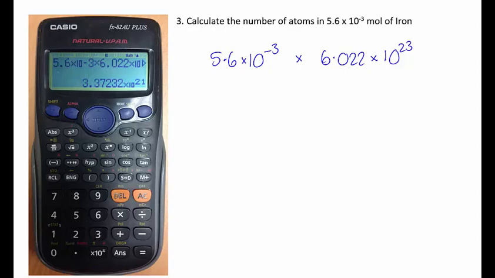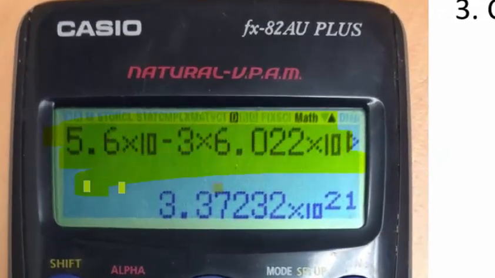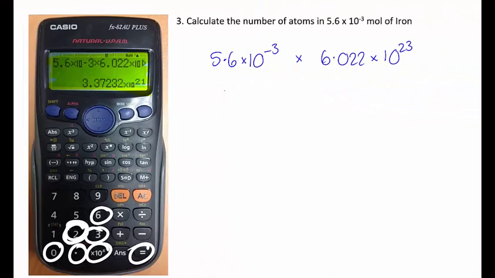So entering it on the calculator, we have 5.6, our exponential button. We need the negative 3 times 6.022, enter it twice, exponential button, 23, and then equals. On your calculator, you should see what's on the screen up the top. You can't see all my first step because it doesn't fit. So the answer is 3.37232 times 10 to the 21.